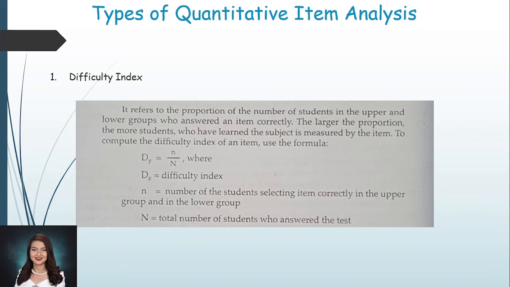To compute the difficulty index of an item, we use this formula. DF is equal to small letter n over capital letter N, where DF means difficulty index, the small letter n is the number of students selecting the item correctly in the upper group and in the lower group, and the capital letter N is the total number of students who answered the test.